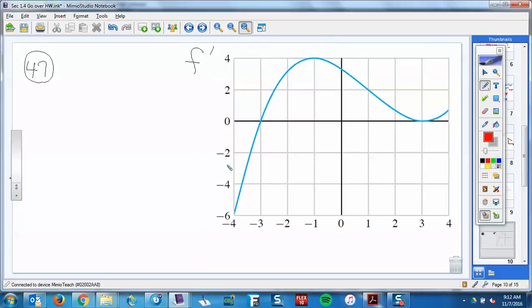Okay? 47. This is really an important one here. They want you to write the equation of the tangent line. Remember, the equation of a tangent line is your slope, x minus your point, plus your other point. Well, they give you the point (1, 5), so that's easy. All you need is a slope.